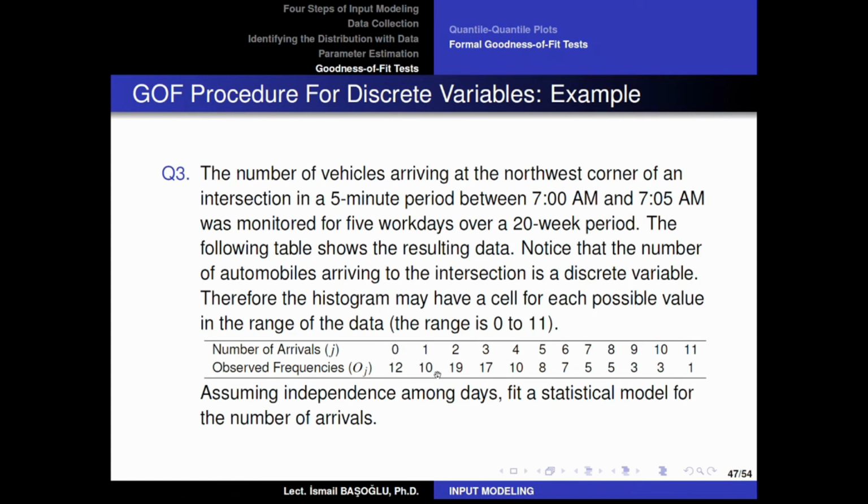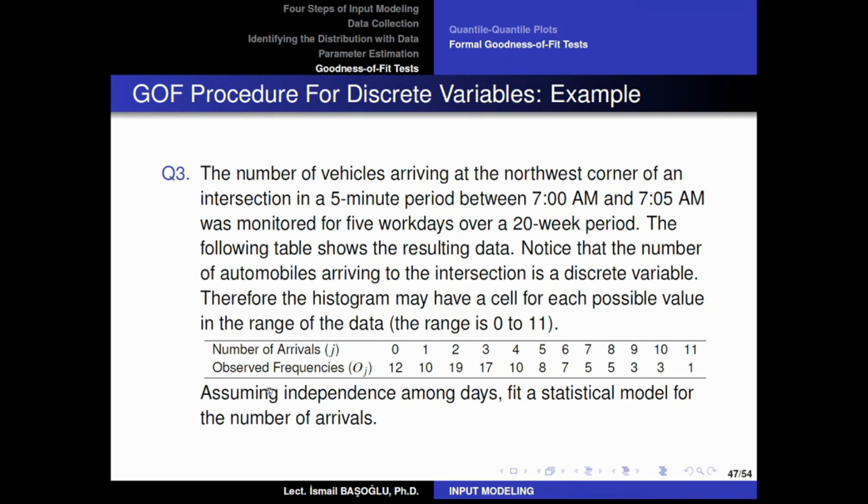In 10 of the 100 days, only 1 car has arrived at that intersection. In 19 of these 100 days, 2 cars have arrived. So this is basically the number of observations. These are observed frequencies. So in 100 observations, we have observed 0 12 times, 1 10 times, 2 19 times.